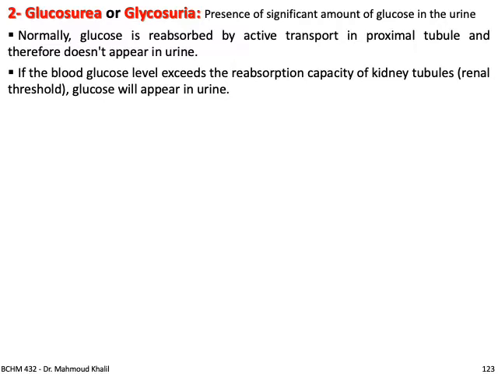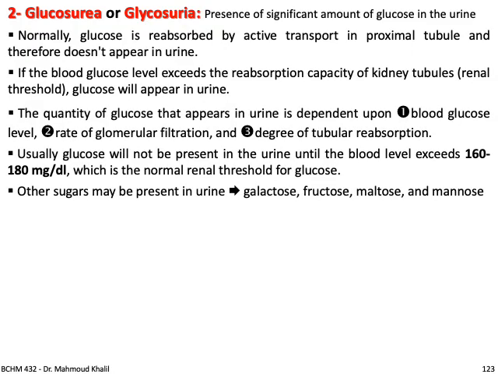The second case of abnormality is glucosuria or glycosuria. It is the presence of a significant amount of glucose in the urine. Normally glucose is reabsorbed by active transport in proximal tubules and therefore doesn't appear in urine. If the blood sugar level exceeds the reabsorption capacity of the kidney, the renal threshold, glucose will appear in the urine. The quantity of glucose that appears in urine is dependent upon: 1. Blood glucose level, 2. Rate of glomerular filtration, and 3. The degree of tubular reabsorption.